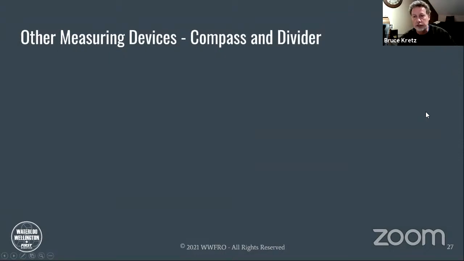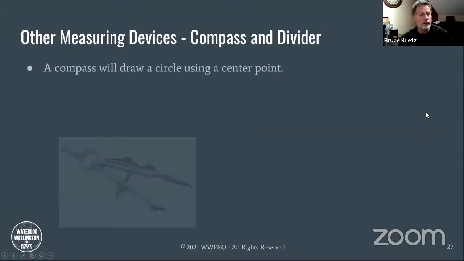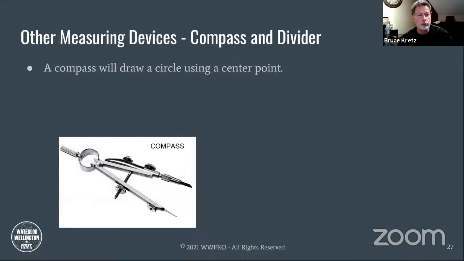Compass and dividers. Not used as often as previously, but a compass will draw a circle using the center point. The center point is the sharp point here. You place it on a piece of paper, wood, or metal. And then you have a pencil lead element here that you can twirl the compass with your fingers around the pin and make a circle.